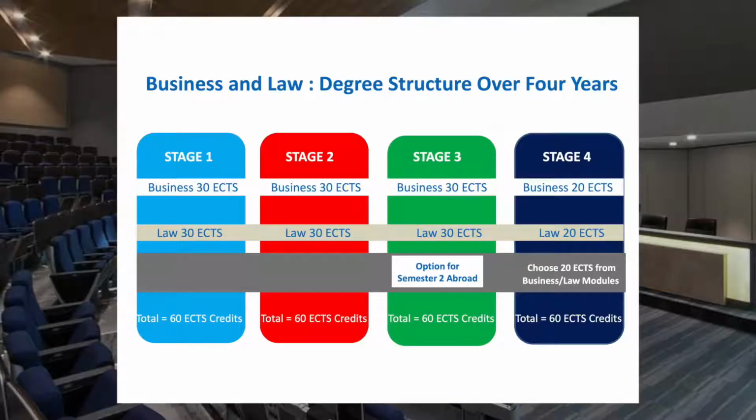This is the degree structure of the business and law programme. You take an equal amount of credits in both business and law over the first 3 years, namely 30 credits in law and 30 credits in business. When you get to stage 4, you then have an option. You have to take 20 mandatory credits in business and 20 mandatory credits in law, with a surplus of 20 then to take from either business or law to make up whatever professional requirements you may have at that stage.